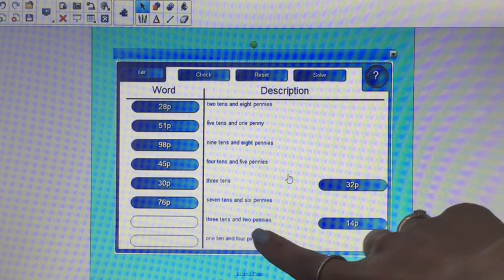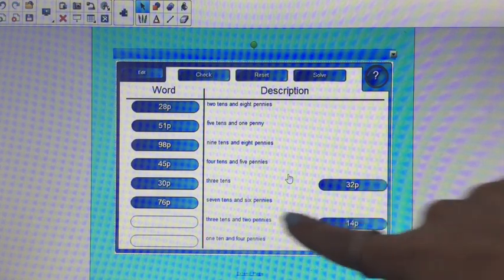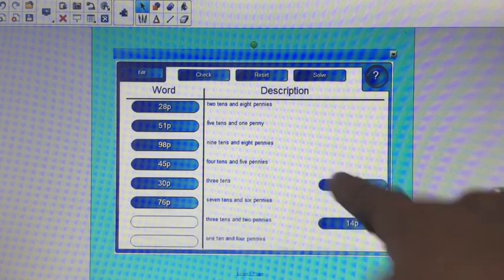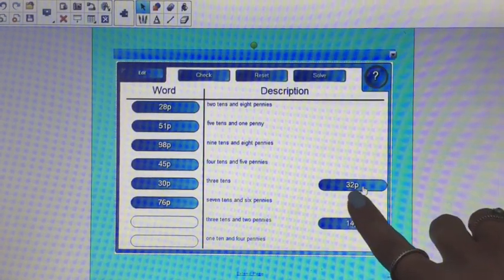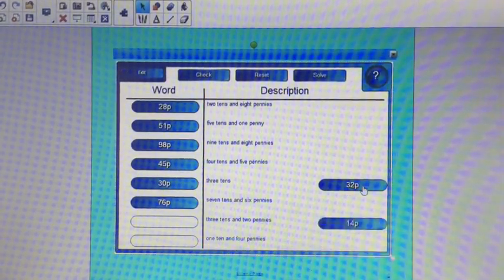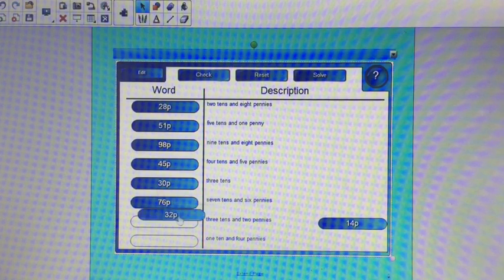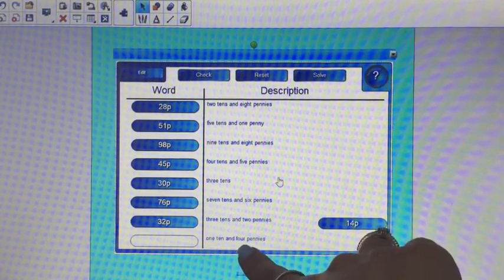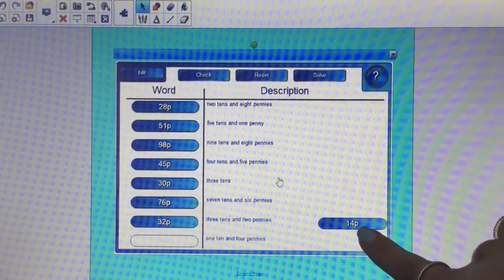3 tens and 2 pennies. Which of these left is 3 tens and 2 pennies? Well done. The top one here is 3 tens and 2 pennies. 3 tens for 30, 2 pennies, 2p, 32p. Drag it along. 32p is equal to 3 tens and 2 pennies. That means that the last one, 1 ten and 4 pennies, must be 14p.